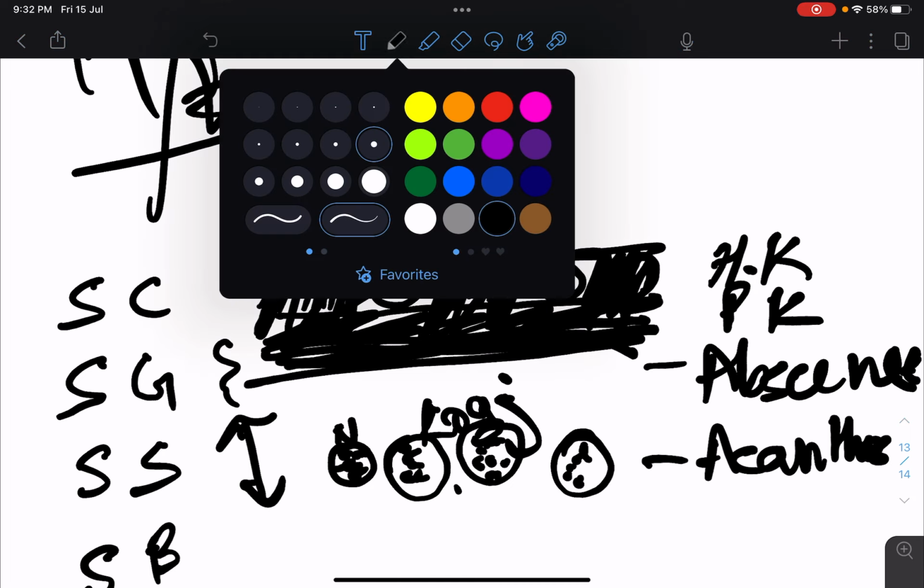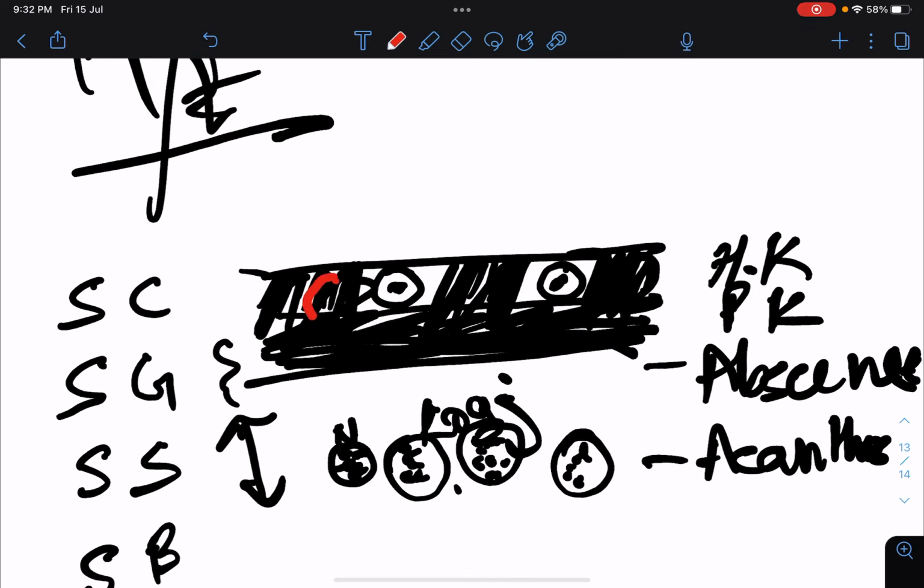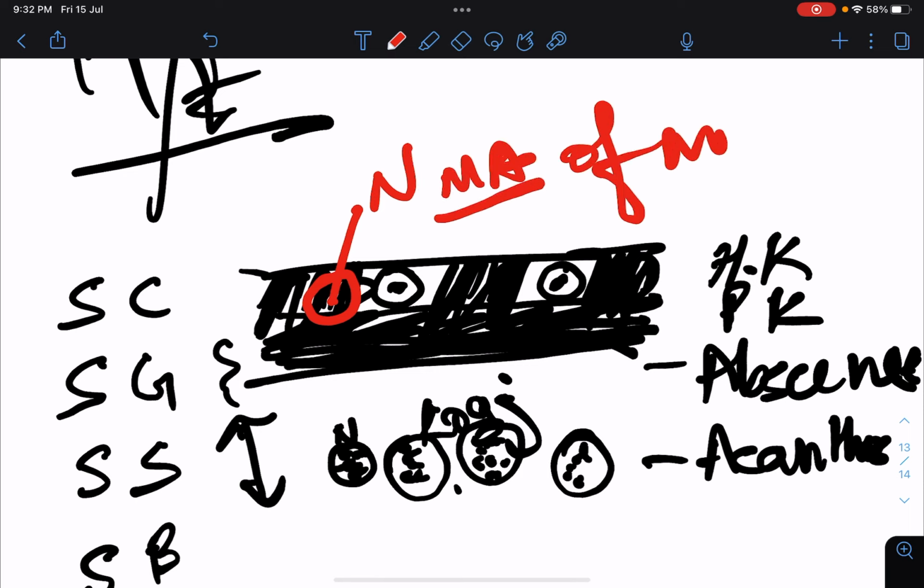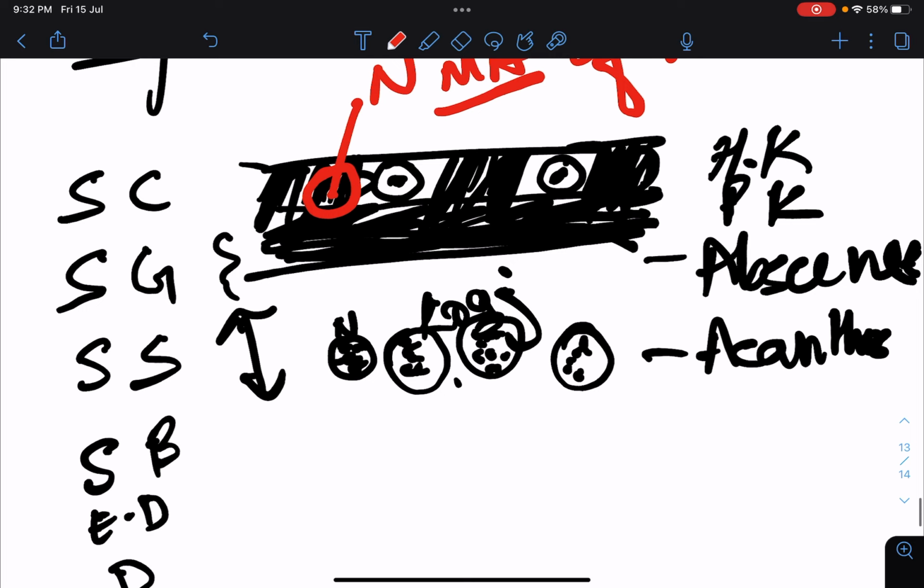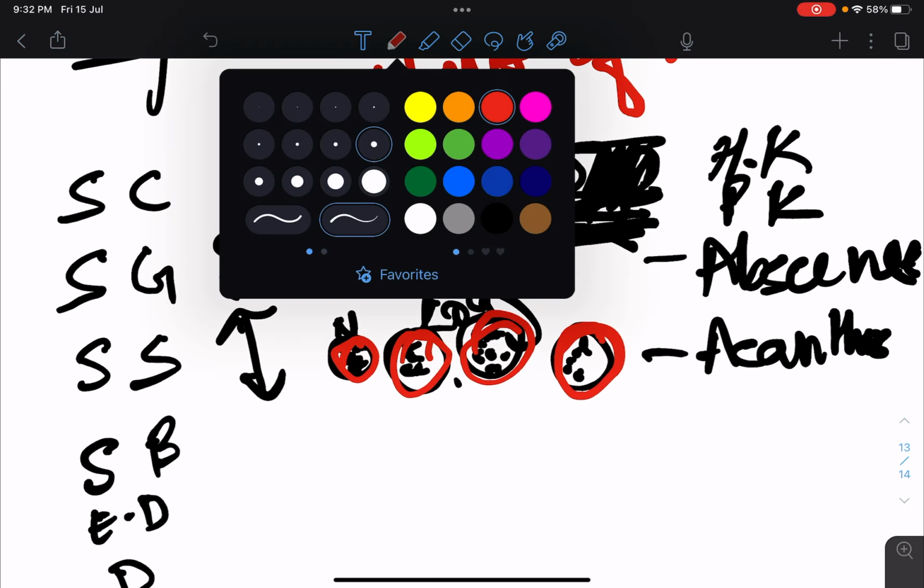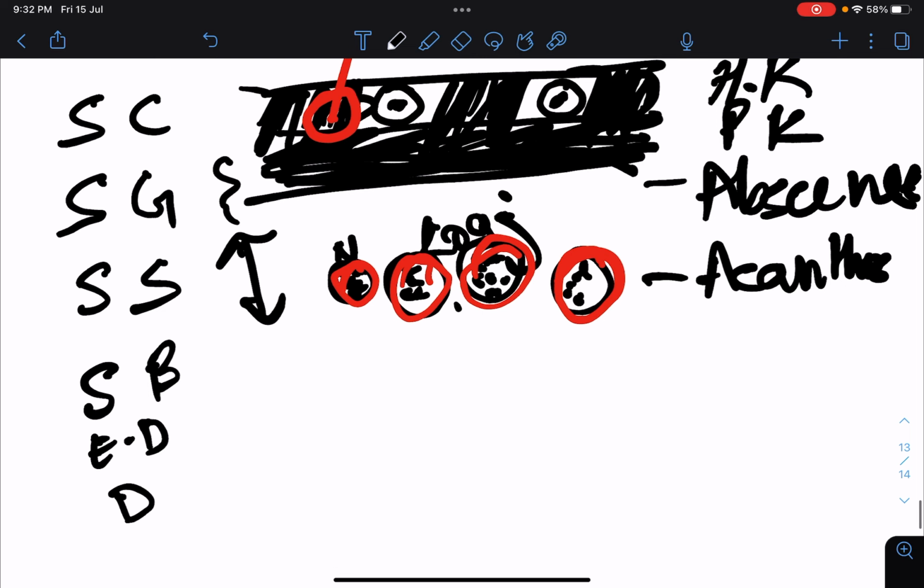Let me change the color. Out here, I'm going to see a neutrophilic microabscess of Munro, and a neutrophilic microabscess of Kogoj. Let me just make this red too. And that being about it when it comes to spinosum.